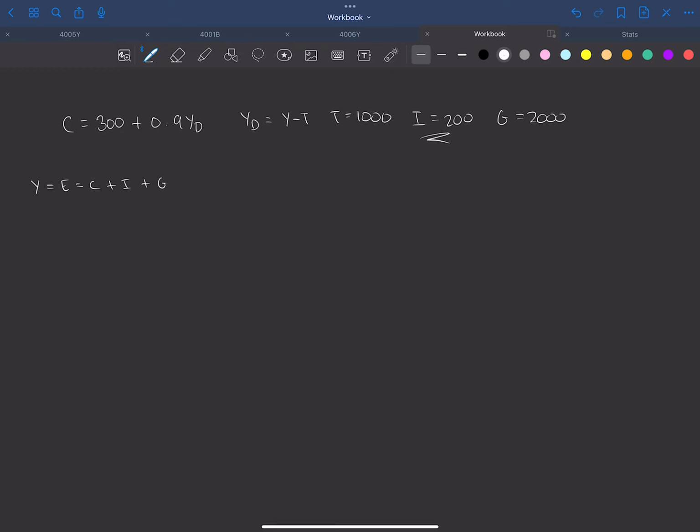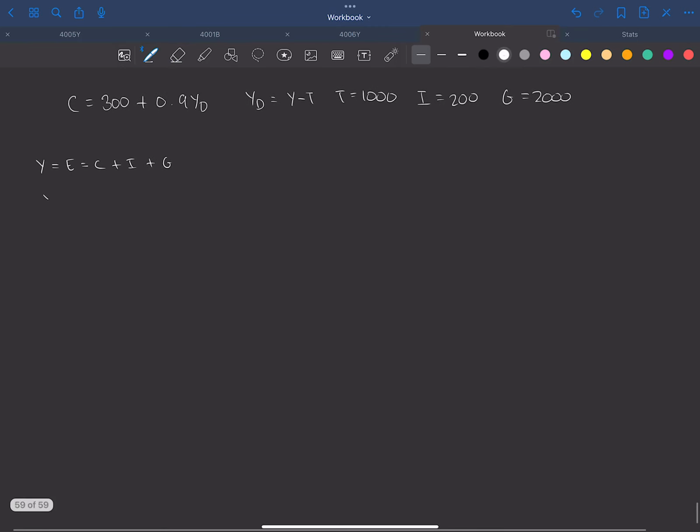Like I doesn't have to be 200, it could be some other equation, like disposable income. It could be Y minus T. So we have to derive it one by one. Then no matter what question it is, we'll be able to derive the equilibrium point.